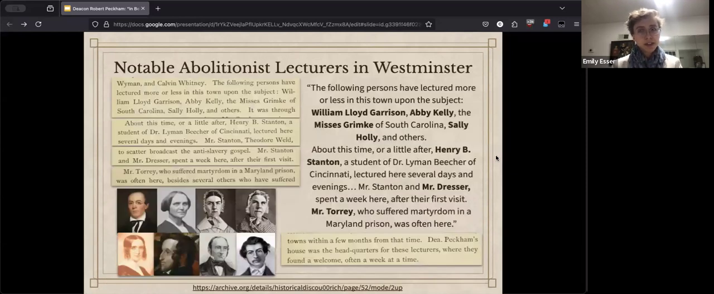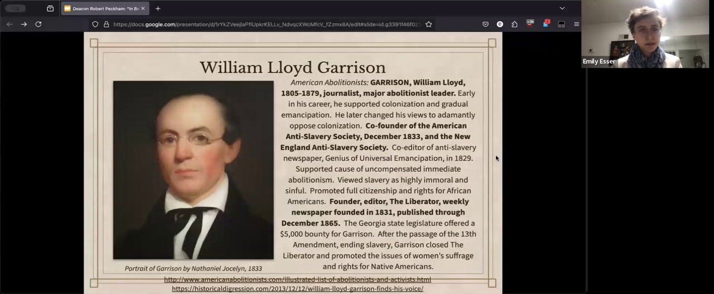Speaking of lecturers in Westminster, here is the whole bunch of them. We have William Lloyd Garrison, Abby Kelly, the Mrs. Grimke of South Carolina, Sally Holly, Henry B. Stanton, Mr. Dresser, Mr. Torrey. There's a little brief look at them.